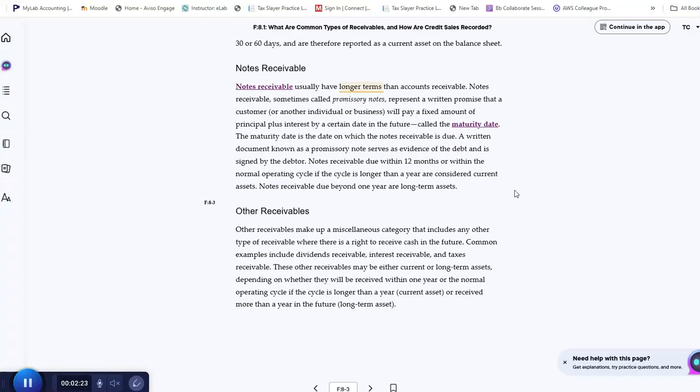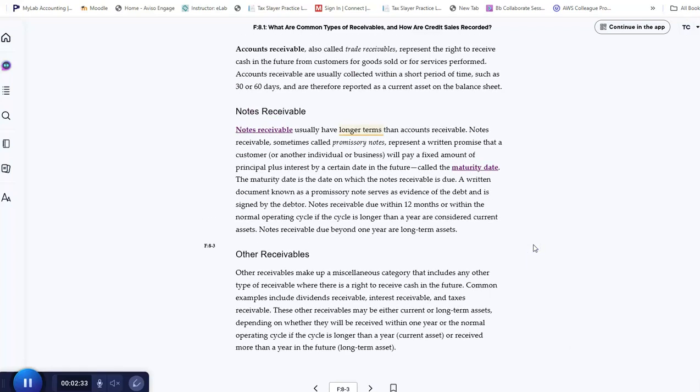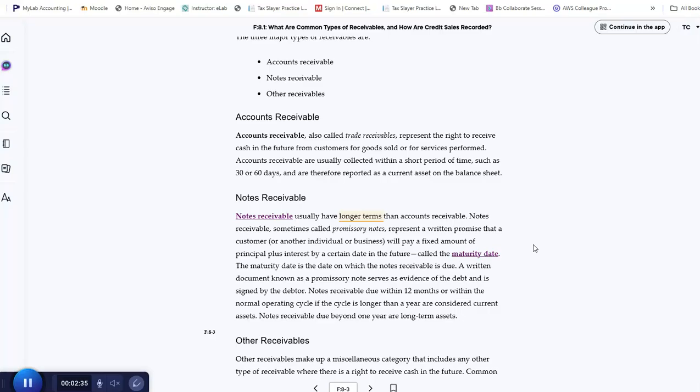We can also have other receivables on the balance sheet, for example, interest receivable, and we talked about that when we talked about adjusting entries. So we can have several different types of receivables. Remember that accounts receivable and notes receivable are both assets, and their normal balance is a debit.